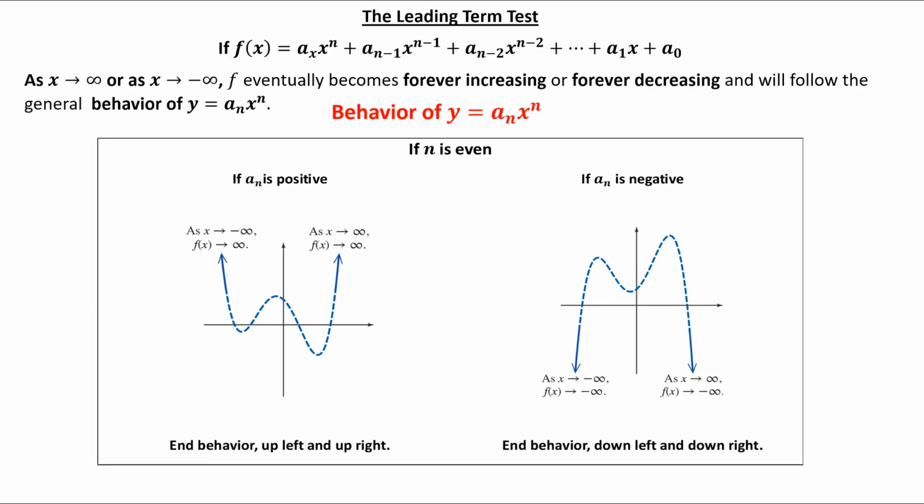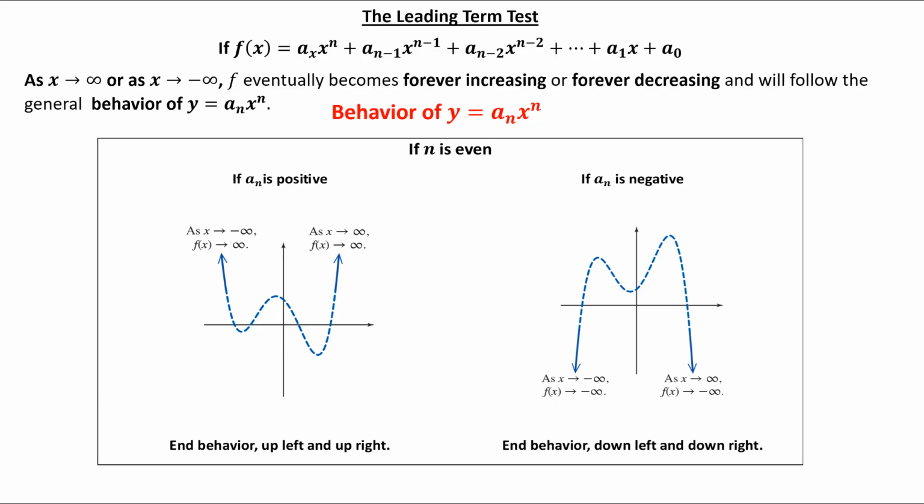So if you have a polynomial function f of x, as x approaches infinity or as x approaches negative infinity, f eventually becomes forever increasing or forever decreasing and will follow the general behavior of the leading term, which looks like the power function a sub n x to the n. So if you have an even power on your leading term, 2, 4, 6, whatever, then no matter what you put in for x, that x to that even power will always be positive. And so that means that the graph will just get bigger and bigger.